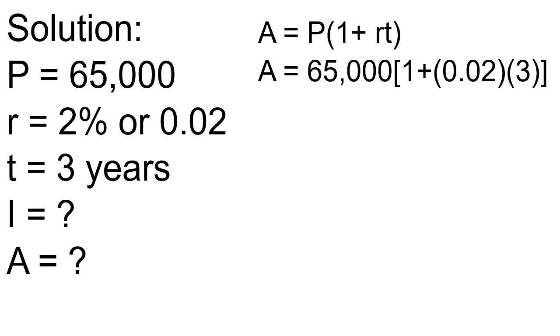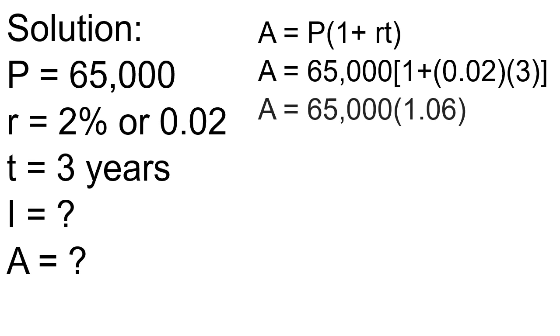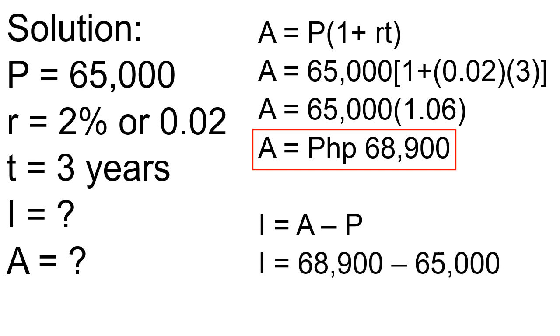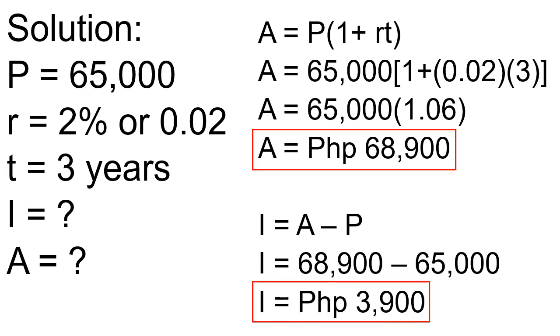Now we have A equals 65,000 times 1 plus 0.02 times 3. So that's 65,000 times 1.06. And the result is 68,900. So the future value is 68,900 pesos. And to solve for interest, I equals A minus P. I equals 68,900 minus 65,000. And that's 3,900. So the interest is 3,900 pesos. So as you can see, we have obtained the same answers.